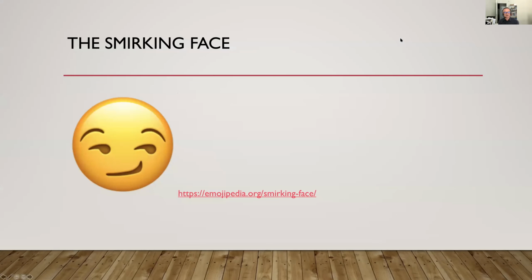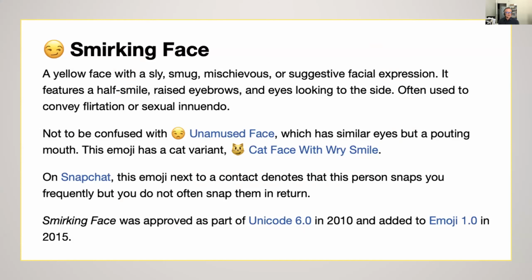All right, and then the last one we're going to take a look at is the smirking face. It's a yellow face with a sly, smug, mischievous, or suggestive facial expression. It features a half smile, raised eyebrows, and eyes looking to the side, often used to convey flirtation or sexual innuendo. Not to be confused with unamused face, which we've just seen, which has similar eyes but a pouting mouth. And then apparently there are cat variants and probably other animal variants. And now their colors have changed as well, I think. On Snapchat, this emoji next to a contact denotes that this person snaps you frequently, but you do not often snap them in return. So there's a lot of meaning embedded in these emojis, or possible meanings at least.